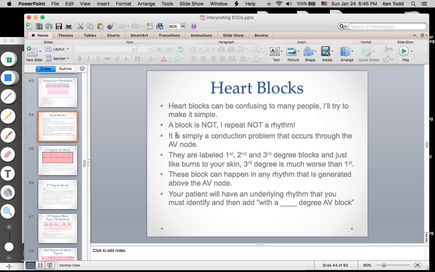So a heart block by itself is not a rhythm. You have an underlying rhythm, and then a block is just a problem with the conduction. Usually it's through the AV node. The ones that occur through the AV node are labeled first, second, and third degree blocks. Just like burns to your skin, third degree is worse than first. They can happen in any rhythm that's generated above the AV node. So your patient will have an underlying rhythm, like a sinus bradycardia with a first degree AV block. Now there are other blocks that can occur further down. You can have bundle branch blocks within the ventricles, and those are different, and you don't even need to get into those now.